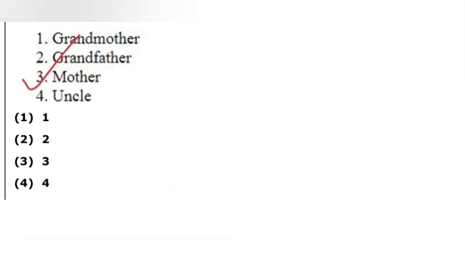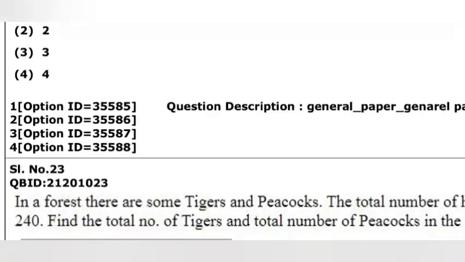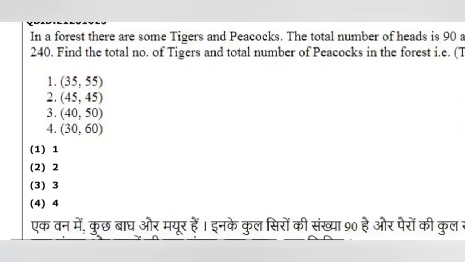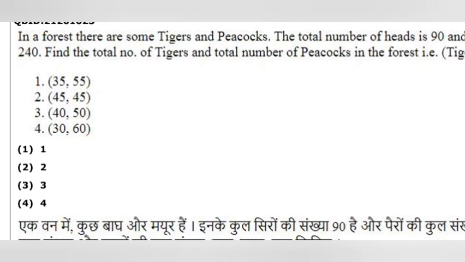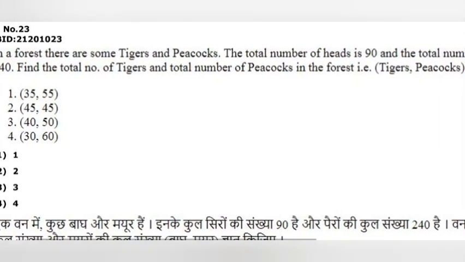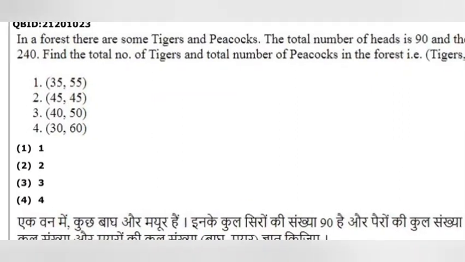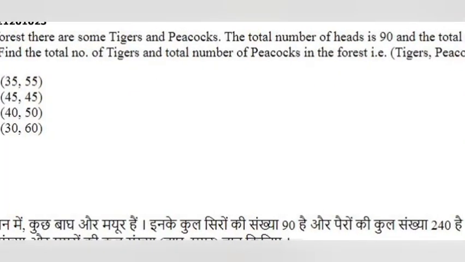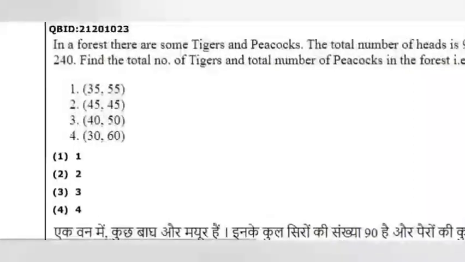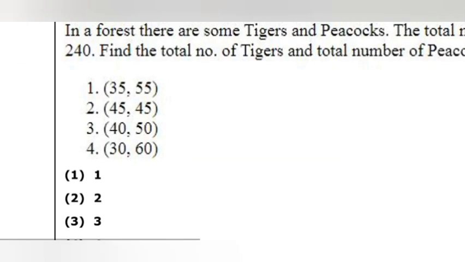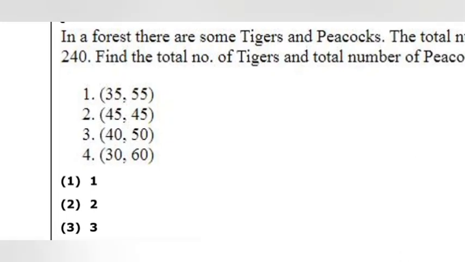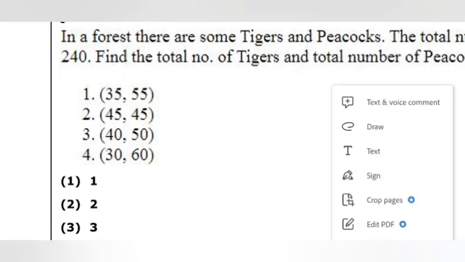Yes, mother. Next, 23. In the forest there are some tigers and peacocks. The total number of heads is 90 and the total number of legs is 240. Find the total number of tigers and total number of peacocks in the forest. The options are: 35, 55; 45, 45; 40, 50; 30, 60. The correct option will be 30 and 60.